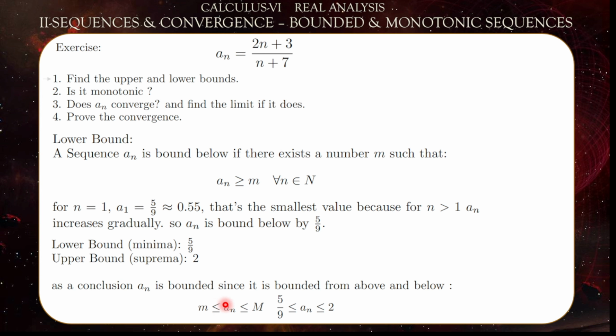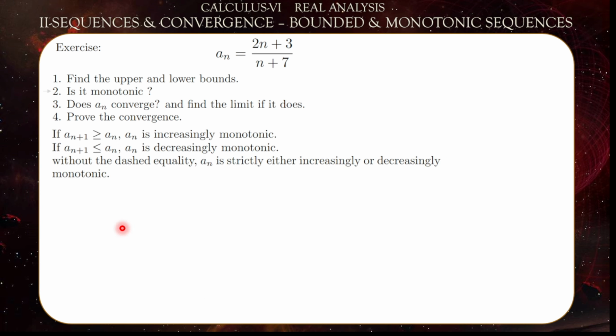So an is between lowercase m and uppercase M, or 5 divided by 9 is less than or equal to an, which is less than or equal to 2. Is it monotonic? If an plus 1 is greater than or equal to an, it is increasingly monotonic. If an plus 1 is less than or equal to an, it is decreasingly monotonic. Now without the equality, an is strictly either increasingly or decreasingly monotonic.